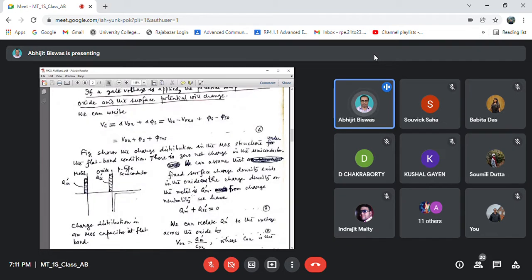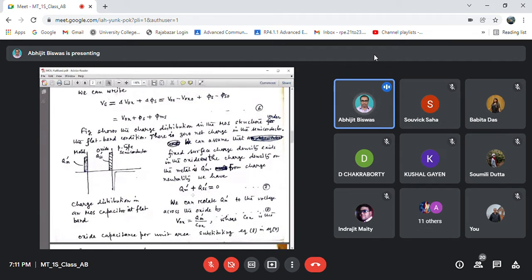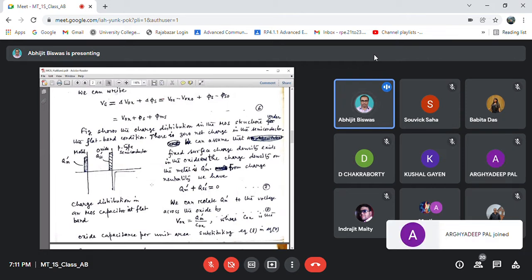So when we attain this flat band condition, what would be the charge distribution within this structure? First, on the left hand side, this is the metal. There will be some charges Q'm, the gate charge per unit area, and there will be some equivalent oxide charge per unit area, denoted by Q'ss. And due to the flat band condition, there will not be any charge in the oxide. So if we consider the charge neutrality condition, the sum of these charges must be equal to 0.